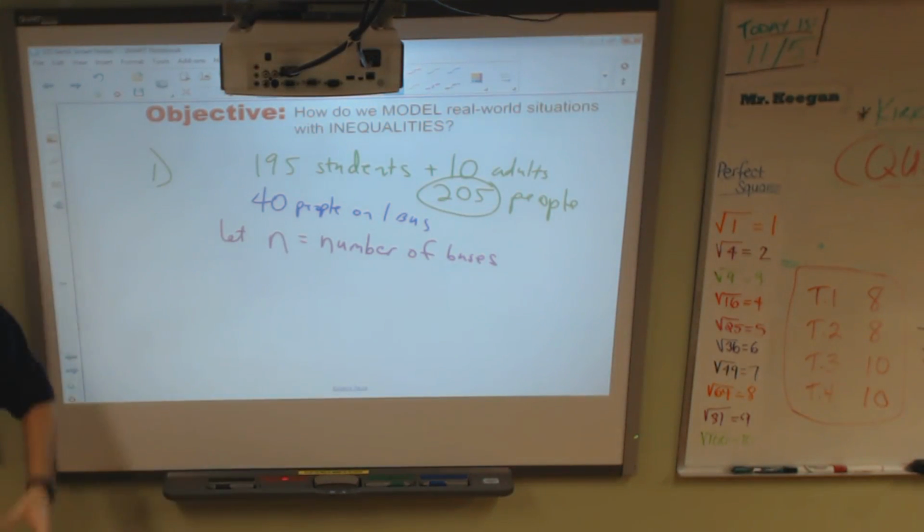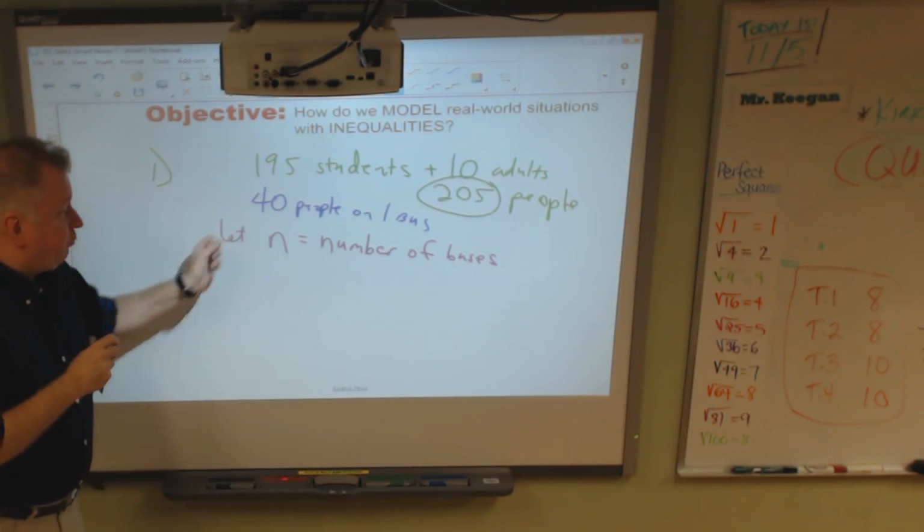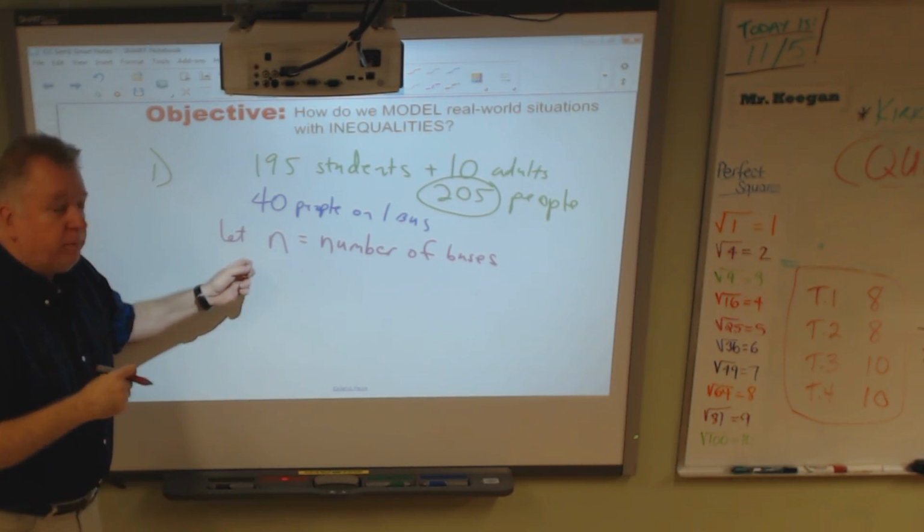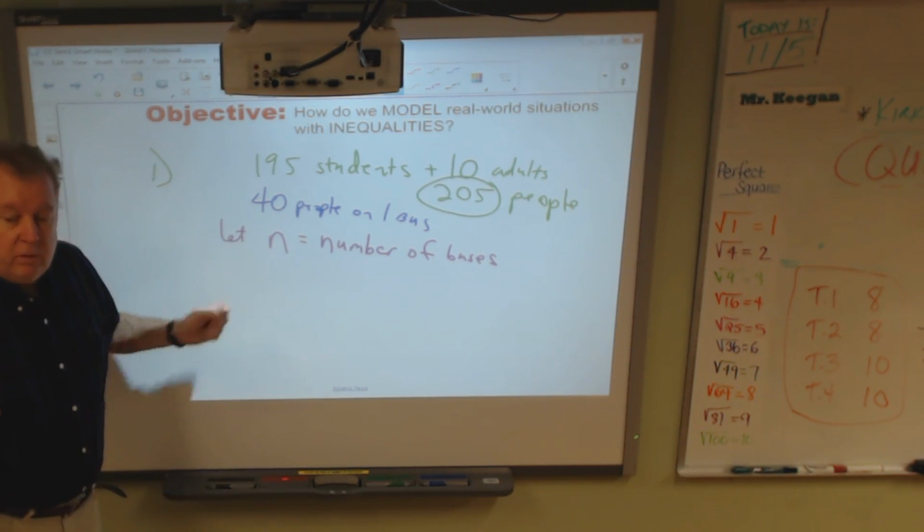How many people fit on each bus? 40. So how can I write a little expression that would tell you if you have n buses, 40 students can fit on each bus? How can I write a little expression that says this expression represents how many people can fit on n buses?